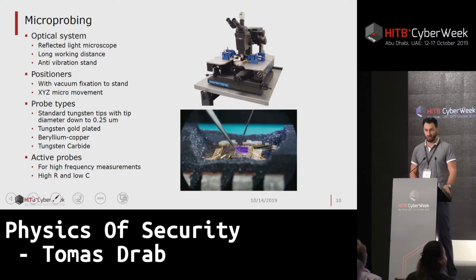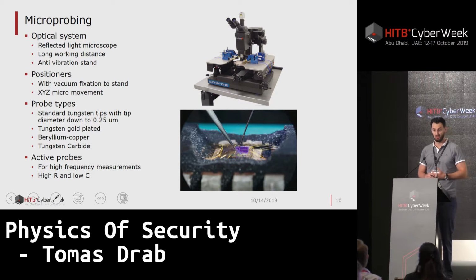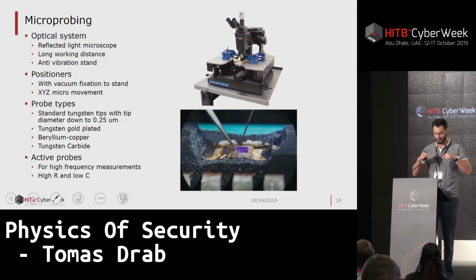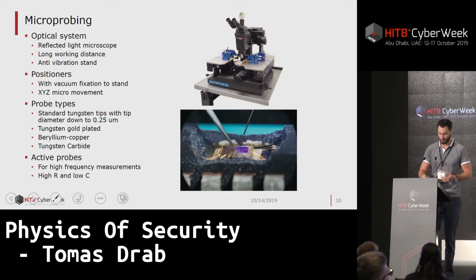Okay, once we have uncovered the top layers and gained access to, I don't know, memory, we would like to probe it. Probing is basically putting contact directly on the chip lines, so we can measure some signals there. We can do microprobing, using an optical microscope with the probes. Usually the tiniest are 0.25 micrometer tip. It's better for some upper layers.